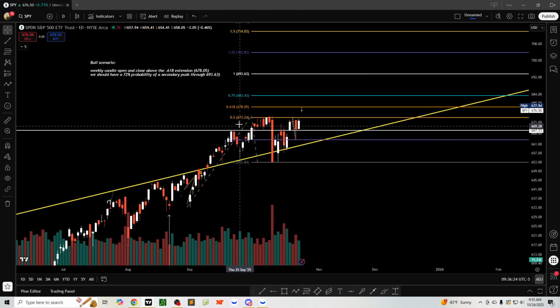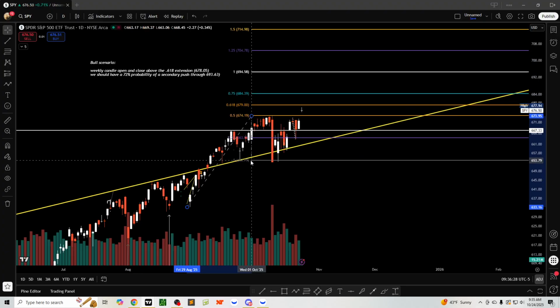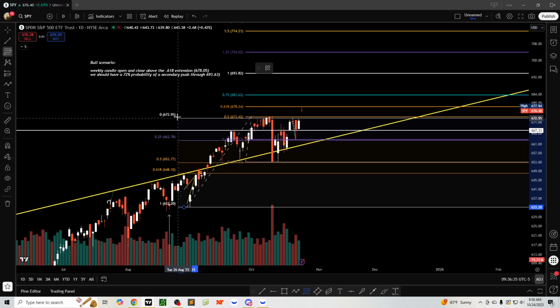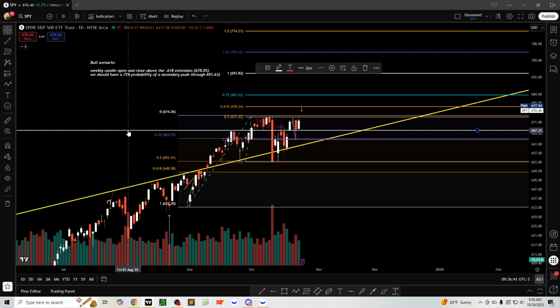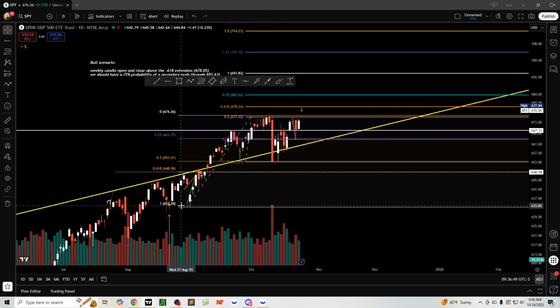If it was a 618 pullback, let's say down to right here, we could actually measure what that 618 would have been. Hold on. So if it was a 618 pullback instead, we're right here. Let me just pop a line there. Where's my, there it is. All right, let me slide this up. Okay, let me delete this.